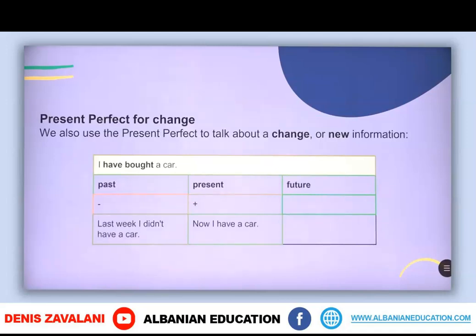Present perfect for change. We also use the present perfect to talk about a change or new information. For example, last week I didn't have a car, now I have a car. We've got the first sentence which talks about the connection between the past and the present.